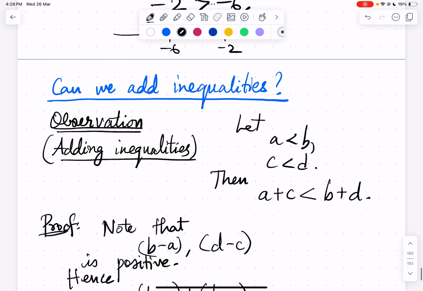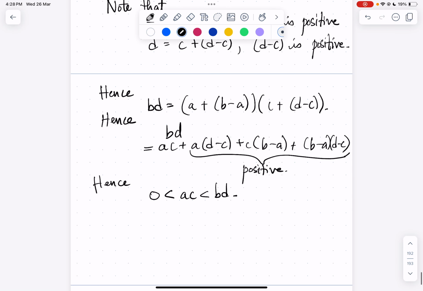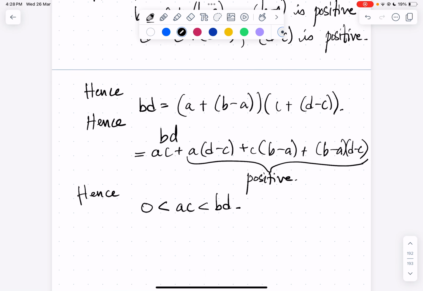Then we asked, can we add inequalities? If you have two inequalities, can we add them, so to speak? If A is less than B and C is less than D, it turns out we can conclude A plus C is less than B plus D. Then we asked, can we multiply inequalities? It turns out if all the terms involved are positive, if 0 is less than A less than B and 0 is less than C less than D, then we can conclude 0 is less than AC less than BD. So A less than B and C less than D implies AC less than BD when A, B, C, D are all positive. So we can multiply inequalities. So these are some basic properties of inequalities.